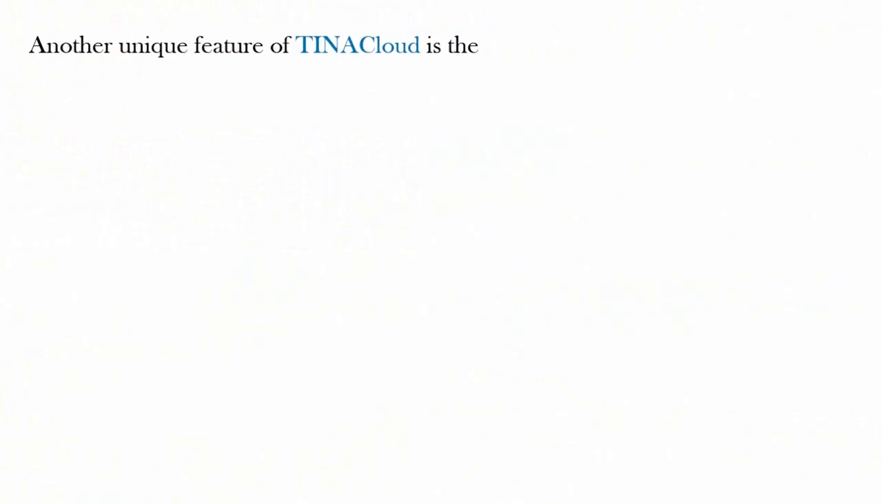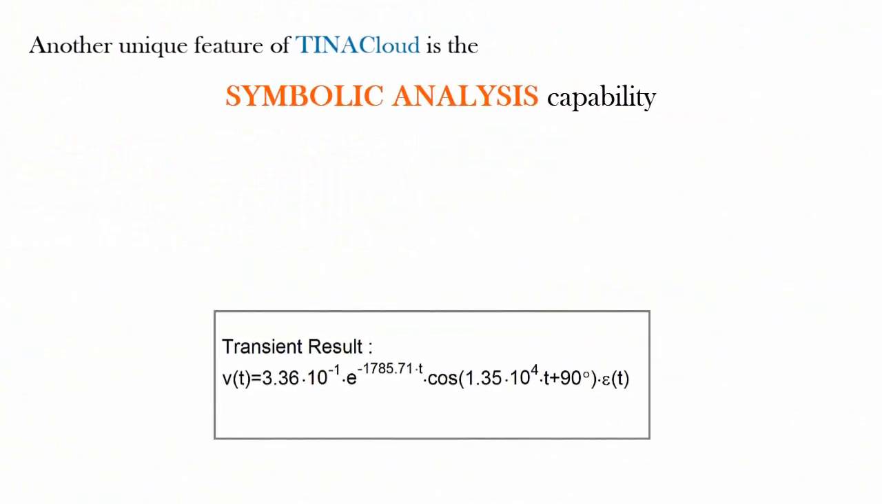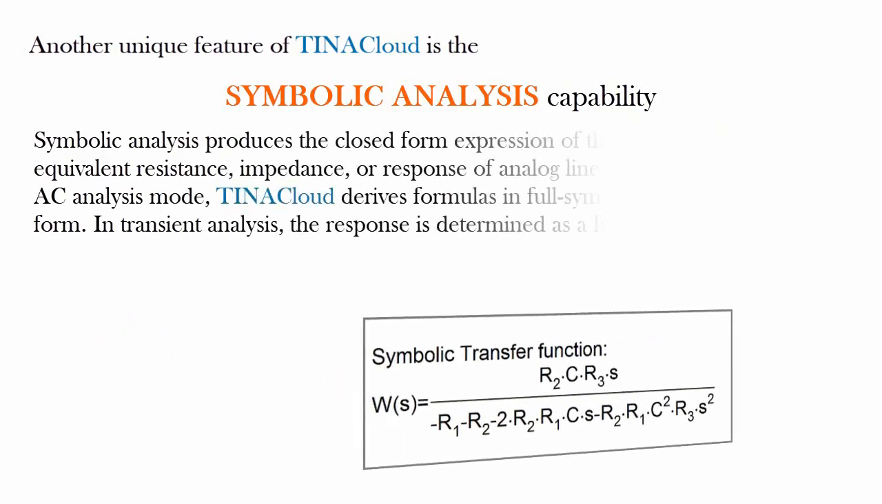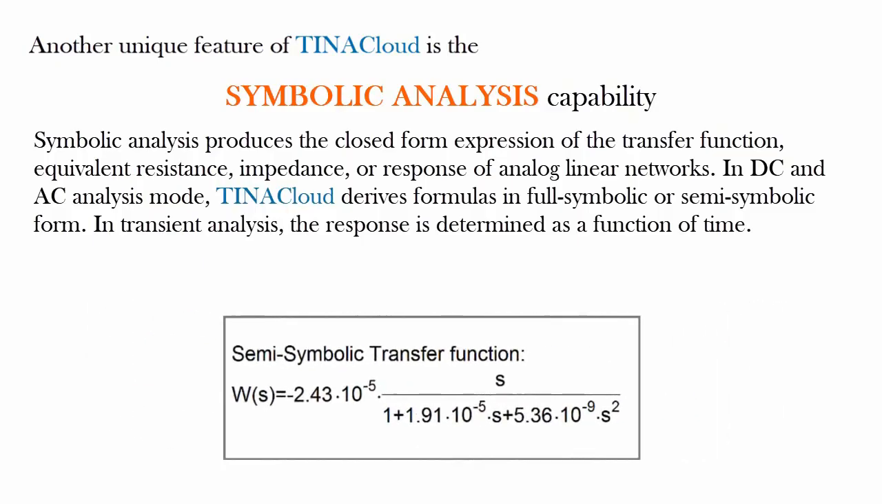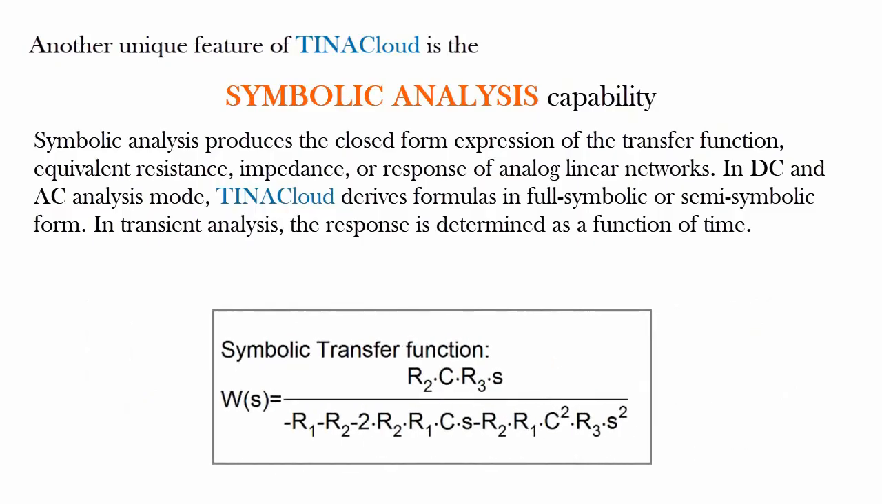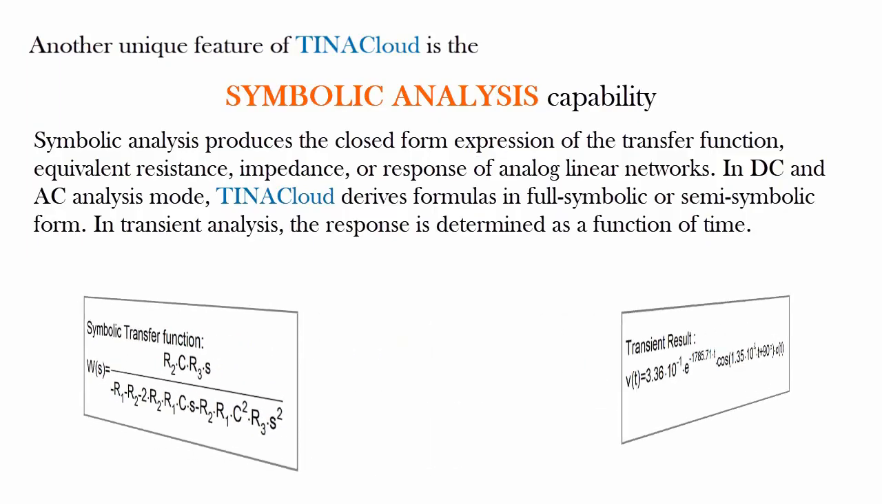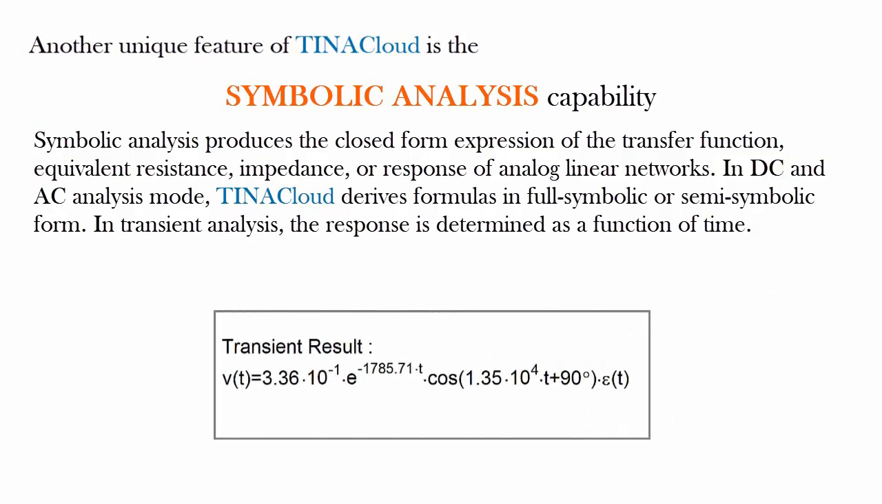Another unique feature of TINACloud is the Symbolic Analysis capability. Symbolic Analysis produces the closed-form expression of the transfer function, equivalent resistance, impedance, or response of analog linear networks. In DC and AC analysis mode, TINACloud derives formulas in full symbolic or semi-symbolic form. In transient analysis, the response is determined as a function of time.